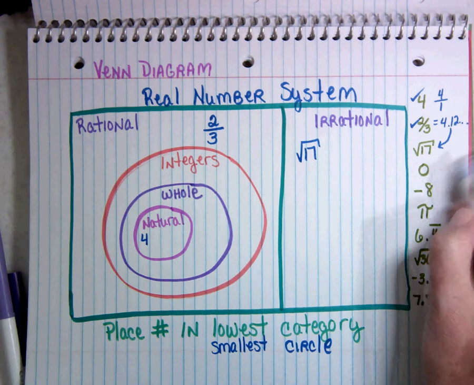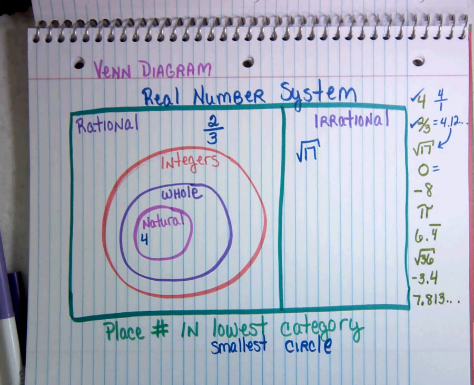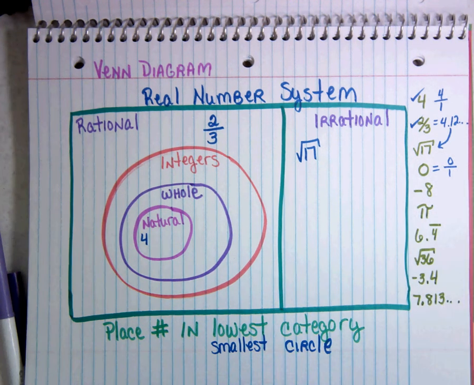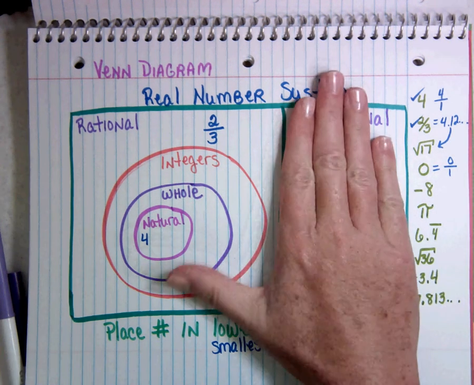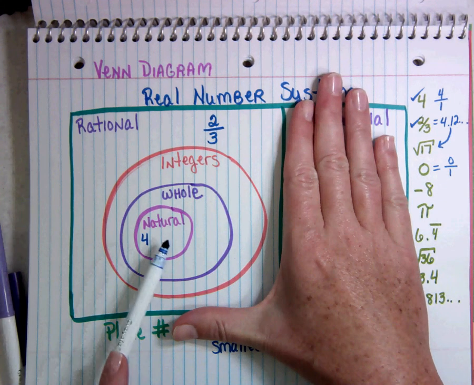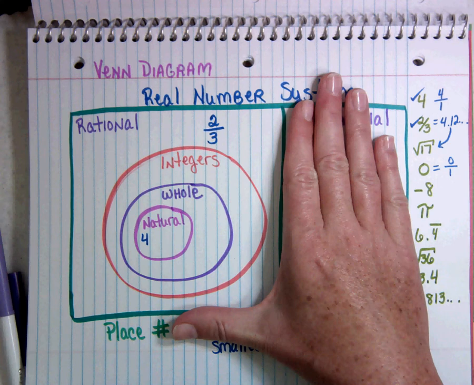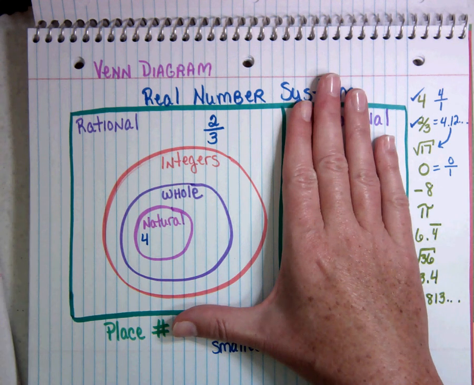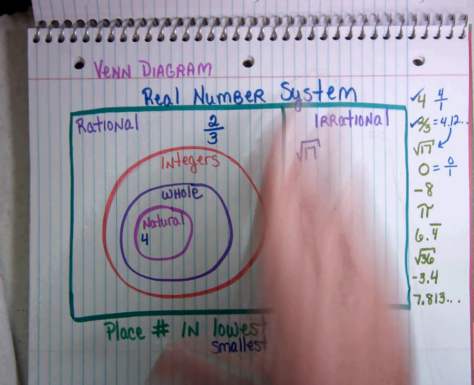Okay, 0. Oh, this is a tricky one. Can we write 0 as a fraction? Absolutely. It's a little weird, but it would be 0 over 1, right? So that means it goes on the rational side. Is it a natural number? Do you naturally start counting with 0? The answer is no. If I actually asked you to start counting, you would start with 1 most likely, right?